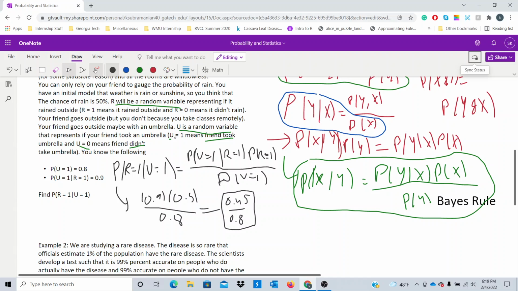So this one should be a relatively straightforward problem because we have all the givens and we're able to simply use Bayes' theorem to find the probability that R equals 1 given U equals 1. This is the important kicker in the problem: we knew the probability of rain is 50% because the problem said so. So hopefully this example is relatively straightforward, but let's move on to a little bit of a trickier example.